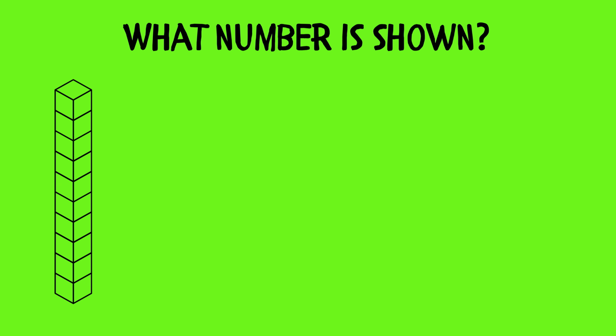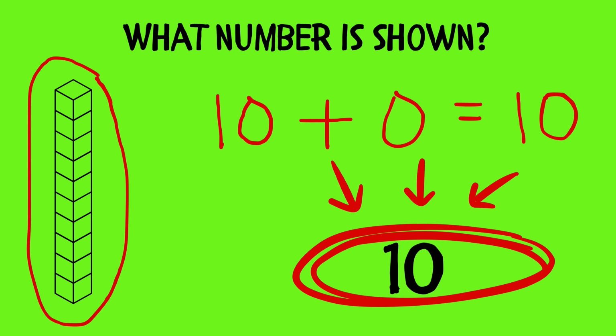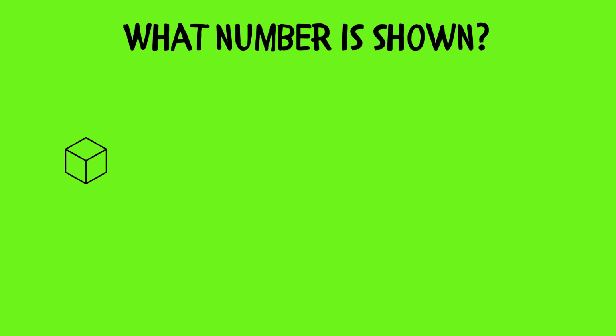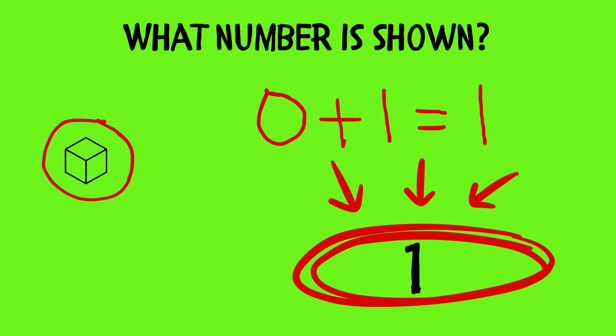What number is shown here? Remember, whenever we see a rod, it is 10. Since we only see 1 rod and there are no ones cubes, we know the number shown here is just 10. What number is shown here? Remember, whenever we see a cube, it is 1. Since we only see 1 cube and there are no 10 rods, we know the number shown here is just 1.